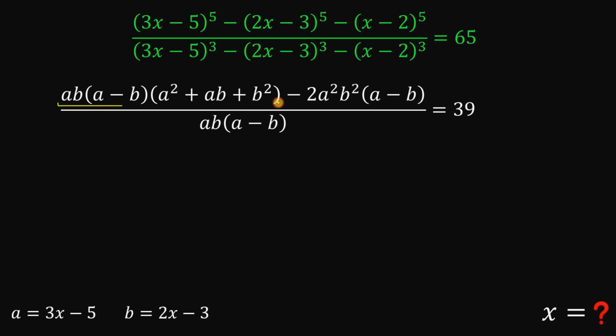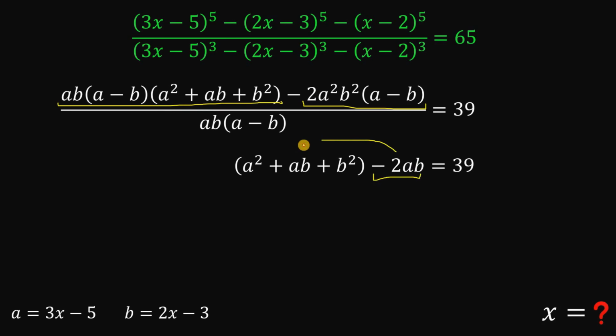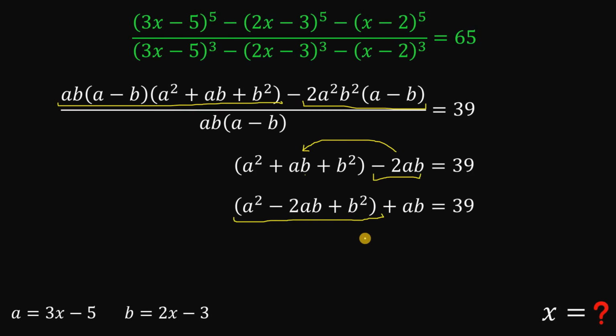If we divide this term by ab over a minus b, we end up with a squared plus ab plus b squared. And when we divide this expression by ab times a minus b, we get negative 2ab. Now we can put this negative 2ab inside the parentheses, and we can put this ab outside the parentheses like this. And the question is why we do that? Because a squared minus 2ab plus b squared is a perfect square trinomial, and we can factor this out nicely as a minus b raised to the power of 2.